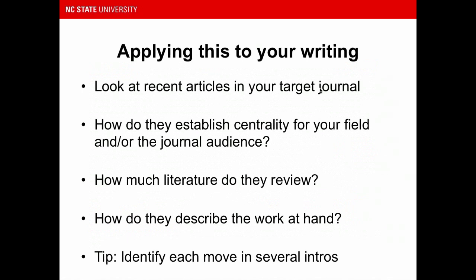So look at ways that they establish centrality for the field or the journal's audience. How do they talk about their topics as being important? Look at how much literature they review. Do they review much or do they review little? For example, engineers tend to review less literature and they tend to review the most current research and ignore stuff from earlier on. And then how do they present the current research?